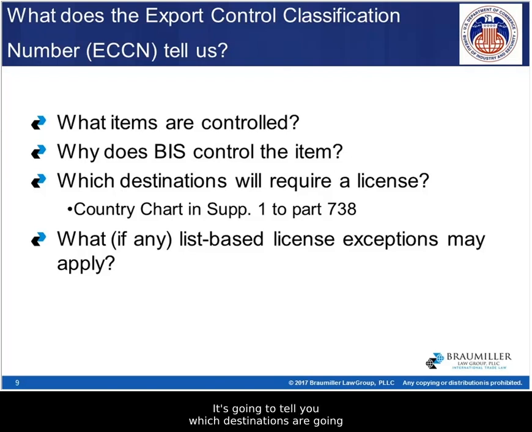It's going to tell you which destinations are going to require a license, and you're going to do that by looking at those reasons for control and then looking at the Commerce Country Chart and seeing if it lines up. If there's an X in the box in the Commerce Country Chart for the reason for control for your particular item. And then it also tells you what, if any, list-based license exceptions might apply for that transaction.